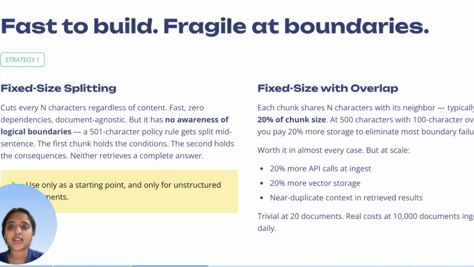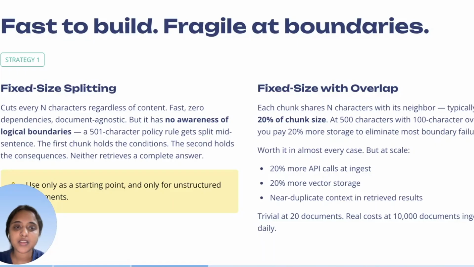The most naive way to do it is fixed size splitting. Say we give a certain number of characters, and for every that many characters it gets split. It can be mid-word, mid-sentence, it doesn't really matter. So this has no awareness of logical boundaries. There are very slim chances that the whole answer can be retrieved because it's cut midway. We don't know if the information is complete or not. It's only a starting point and works for unstructured documents.